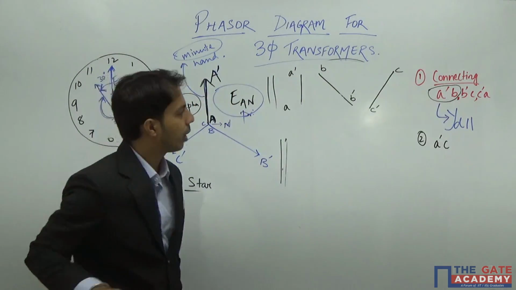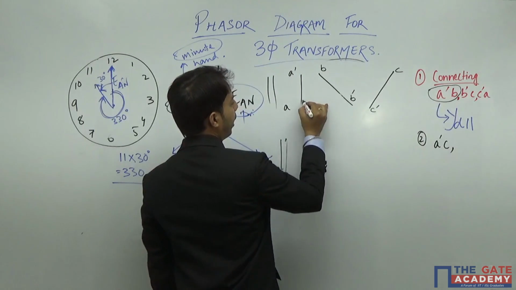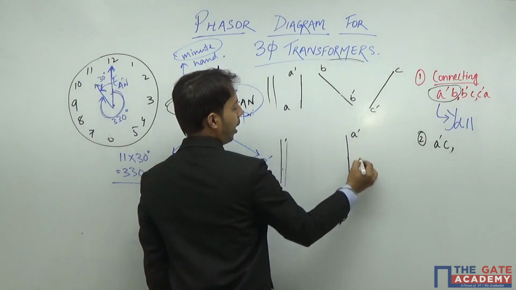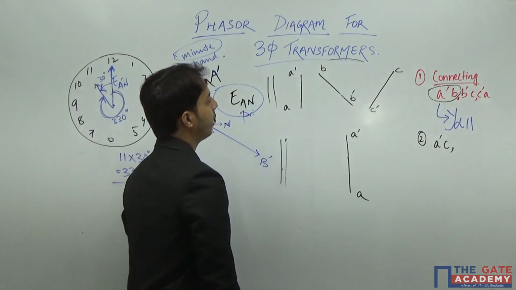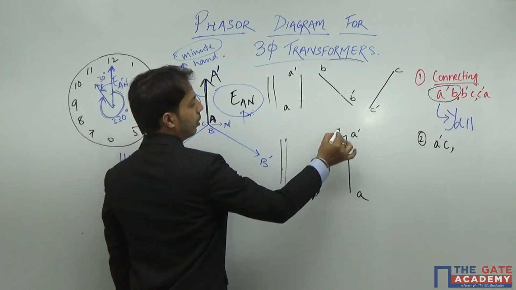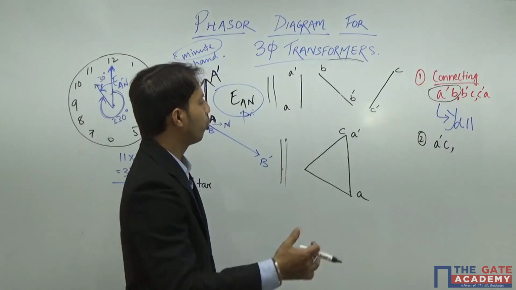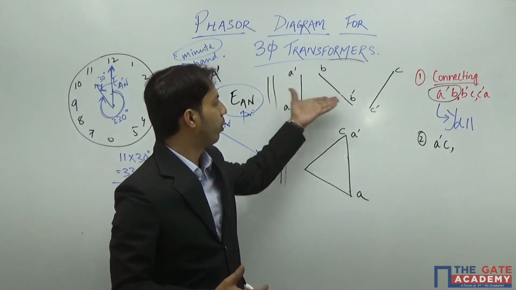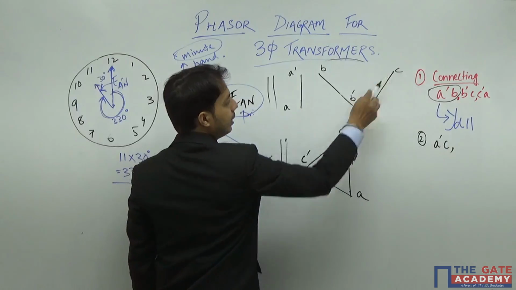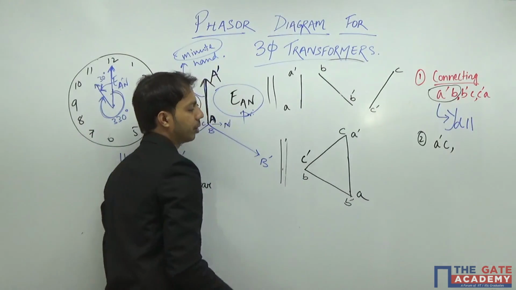So we'll connect A dash to C this time. This is my A dash, and this is my A. Now I'm connecting A dash to C this time, so this is C. If you understand it once, you don't have to reiterate this; you can directly draw it by looking at this particular thing. This is C dash, so I have to write it as C dash. This is B dash, so I'll be writing it as B dash, as simple as that.